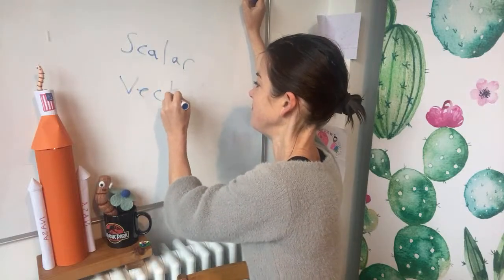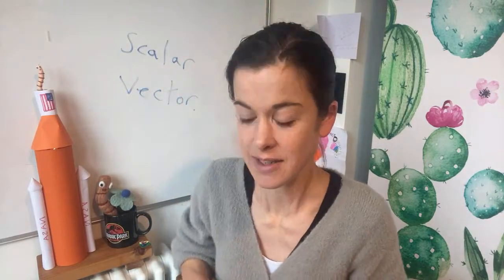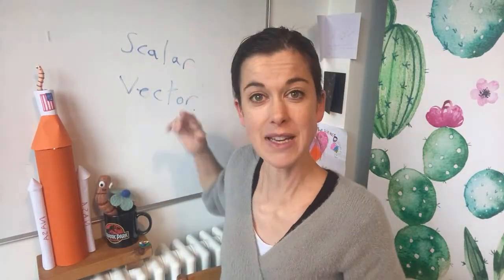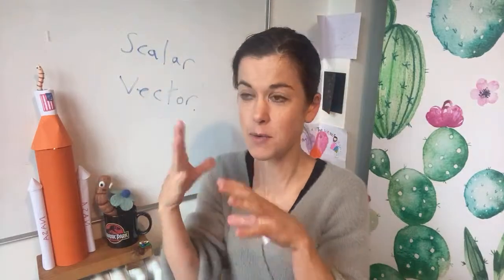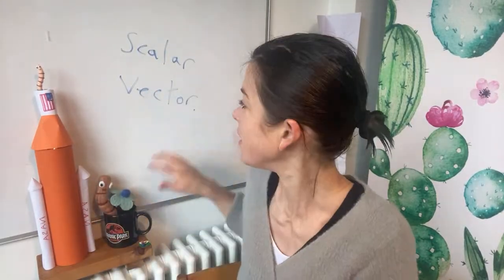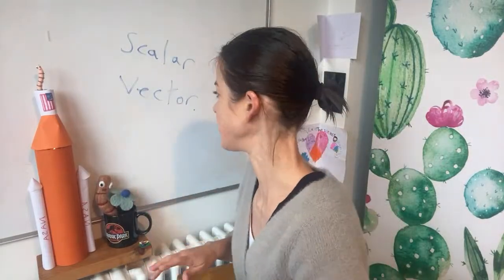Scalars and vectors. So scalars, did you name a couple? You could have had distance or speed. They're the ones we've looked at so far. They can be described with just a number and a unit. How fast are we going? 5 meters per second. Correct. Vectors have also got to have a direction.